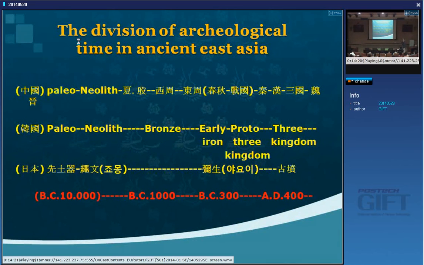Formerly I talked about the Proto Three Kingdoms period, and this is the division of archaeological time in ancient East Asia. This line is China, Japan, and this is the Paleolithic Age, Neolithic Age, Bronze Age, and in 300 BC the early Iron Age began, and from the 1st century BC the Proto Three Kingdoms Age began, and in the 4th century AD the Three Kingdoms Age began. Understand?